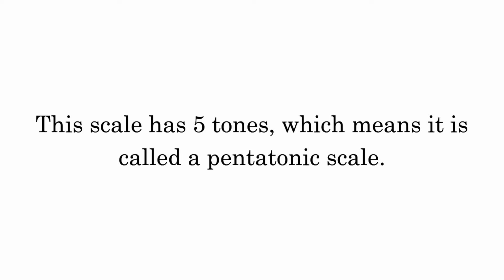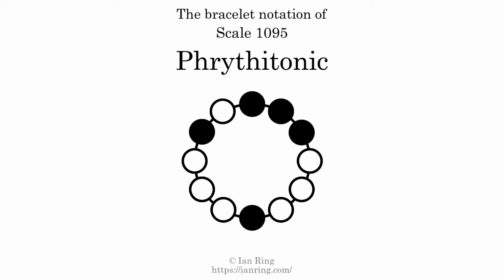This scale has 5 tones, which means it is called a pentatonic scale. This is a bracelet notation diagram of scale 1095. The shaded circles represent tones that appear in the scale, and they are read clockwise, starting at the top.